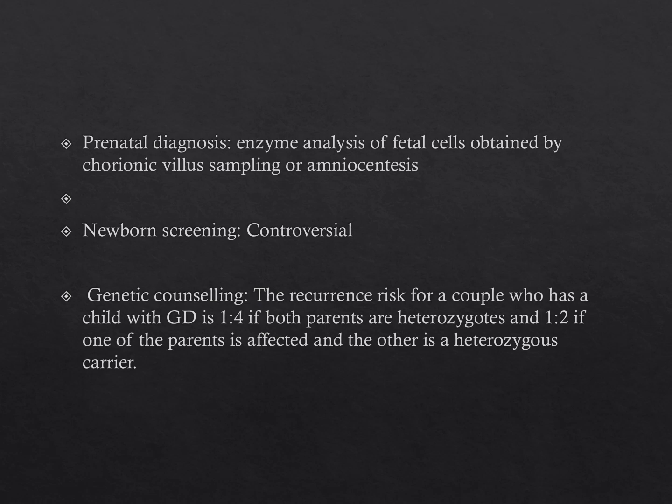this rare disorder. This is owing to the fact that the recurrence risk for a couple who has a child with Gaucher's disease is 1:4 if both the parents are heterozygotes for this disorder, while it increases to 1:2 if one of the parents is actually affected with this disorder and the other is a heterozygote.